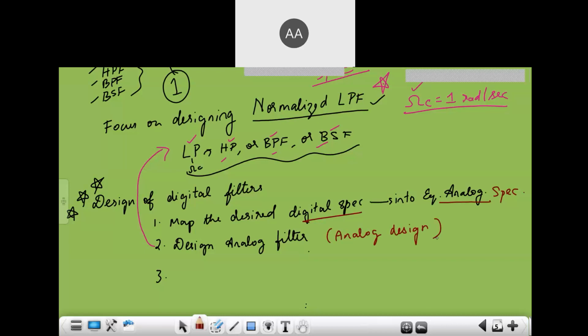Now, once the filter is designed, at this step, what is there? Analog filter is designed. Now, what you should do, obviously, the last step would be what? You will transform. When I say the analog filter is designed, you will have your response H of j omega, not H of z actually. You want H of z. So you will have your H of j omega right now, magnitude.